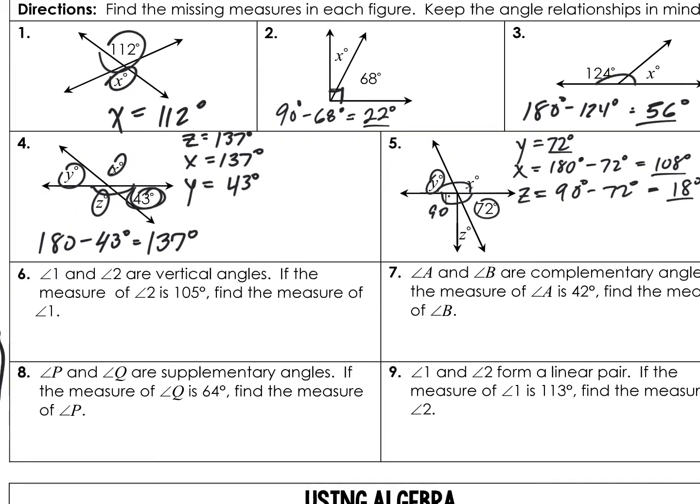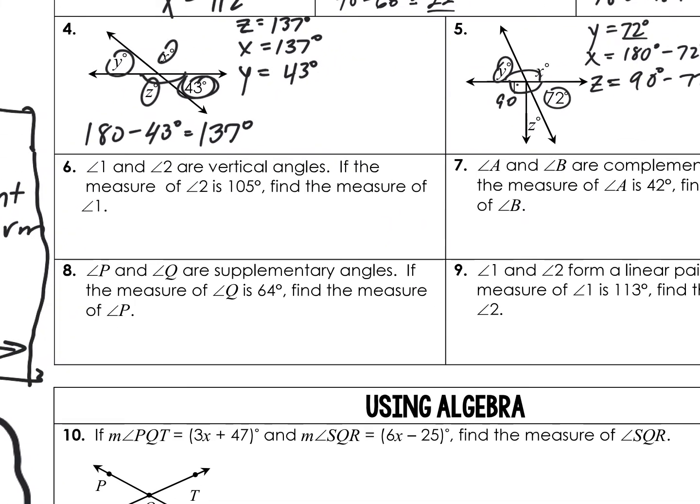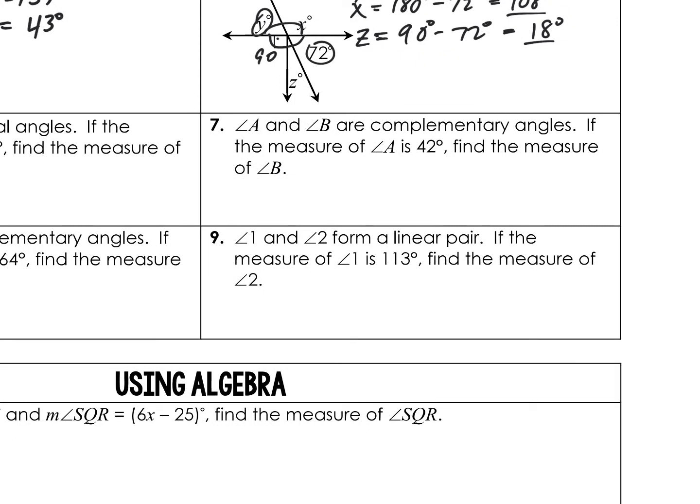Number 6, angle 1 and 2 are vertical angles. If the measure of 2 is 105, find the measure of 1. Well, if they're vertical angles, then I know that they're the same. So angle 1 equals 105 degrees. Number 7, angle A and B are complementary. That means they add up to equal 90. If the measure of angle A is 42, find the measure of angle B. Well, 90 minus 42 equals 48.